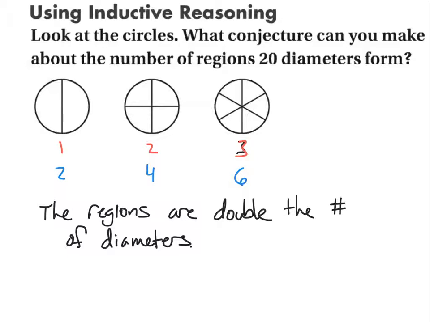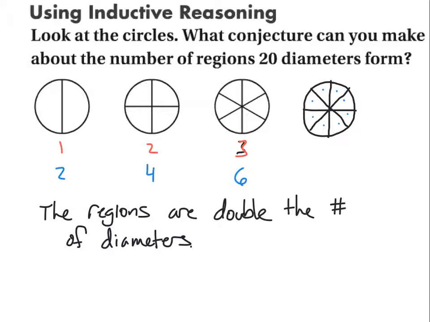All right, well, let's test our conjecture here. Let's test it. I'm going to draw a circle, and I want to draw 4 diameters. So 1, 2, 3, 4 diameters. And that's cutting this circle into, well, how many do we think it's supposed to cut it into? 8. Let's see if it does. 1, 2, 3, 4, 5, 6, 7, 8 regions. So we know our conjecture works.